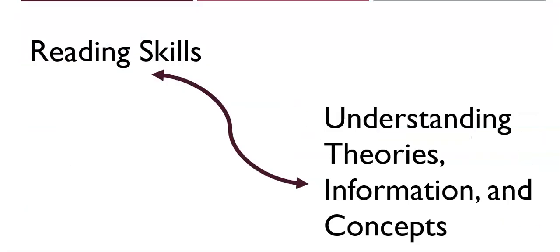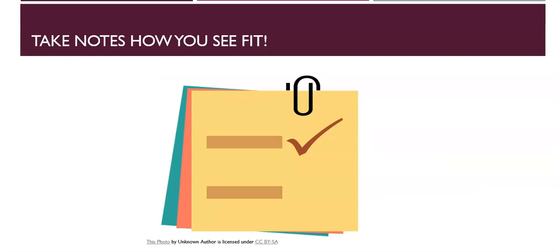According to Victor Shaw, reading skills and understanding theories, information, and concepts in a discipline are in a reinforcing cycle with one another. So, the more you read the material effectively, the better you're going to understand the material of the discipline. And the more understanding of the material you have, the easier time you are going to have reading your sources. To read effectively, you're going to want to develop a note-taking system.